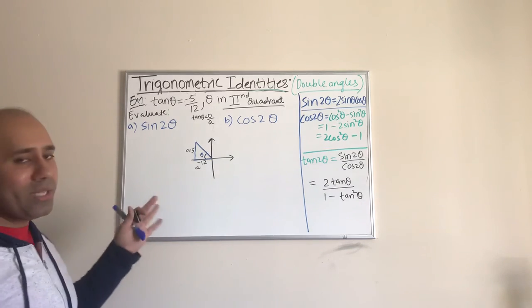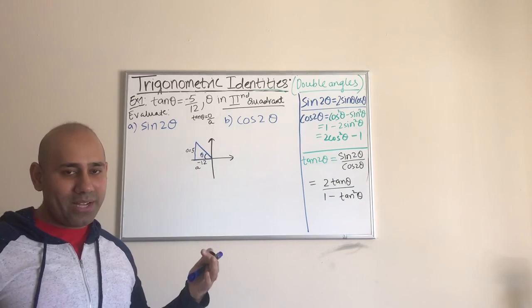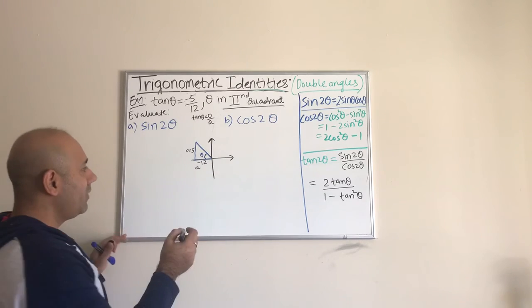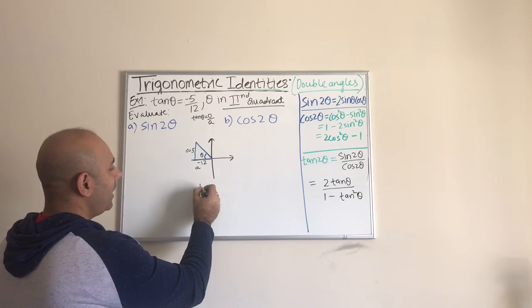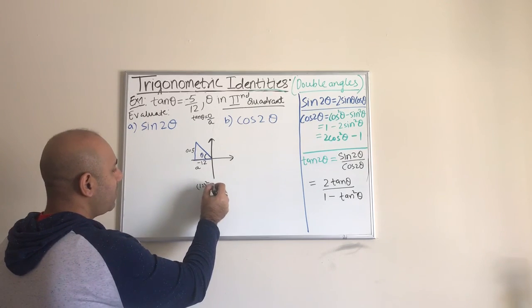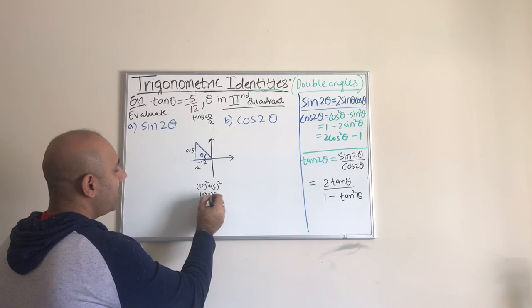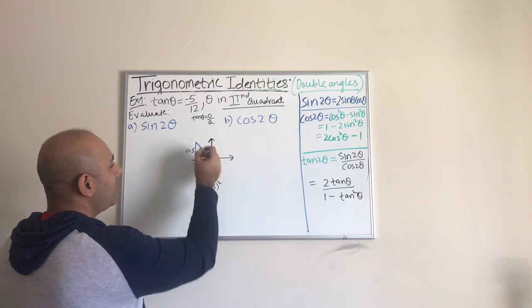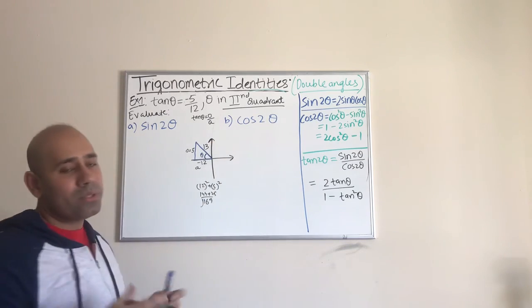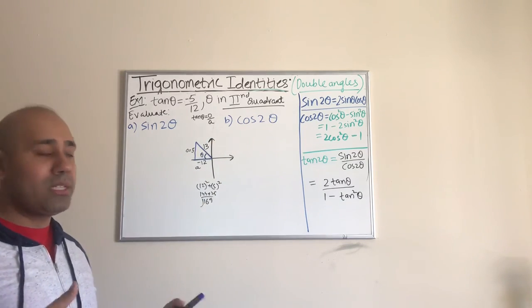Probably you guys already know that this is that special triangle 5, 12, and then 13, but if you are not sure about that, then you have to do 12 squared plus 5 squared, which is going to be 144 plus 25, which is 169. You take the square root, you get 13. So the hypotenuse, or the radius, whatever you like to think, is 13.